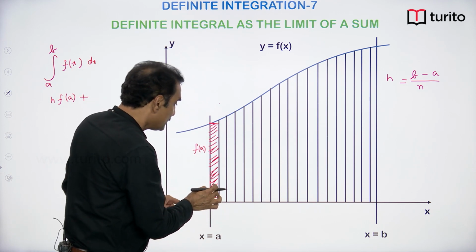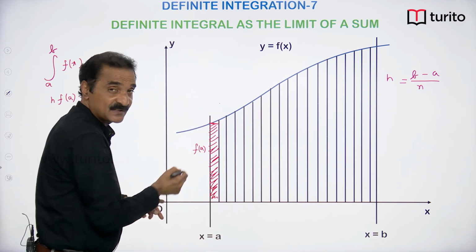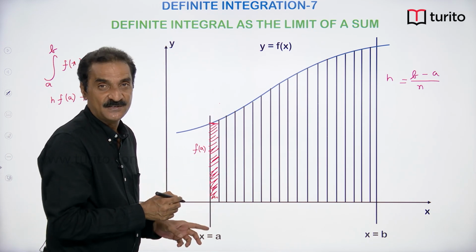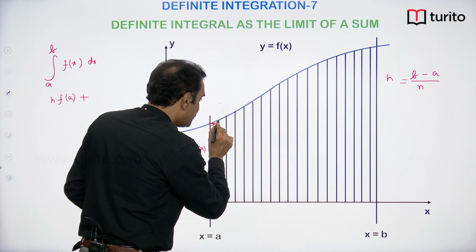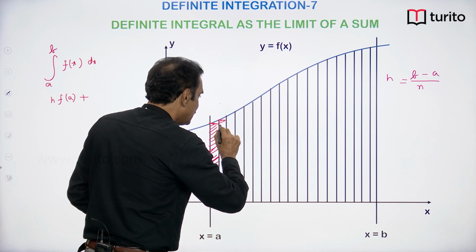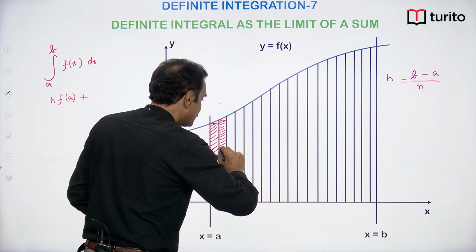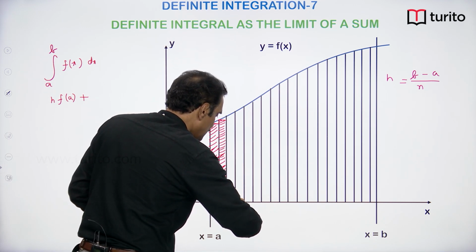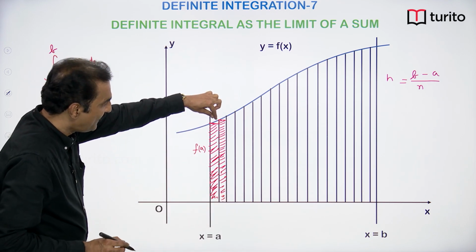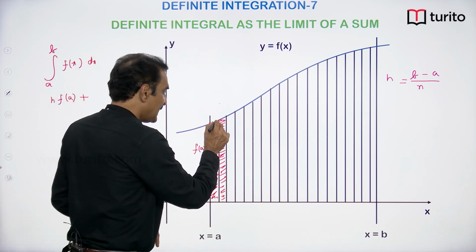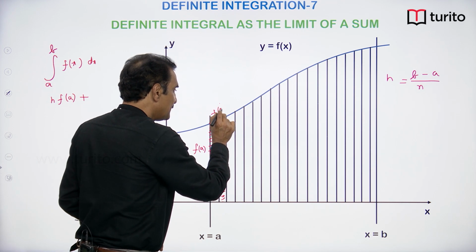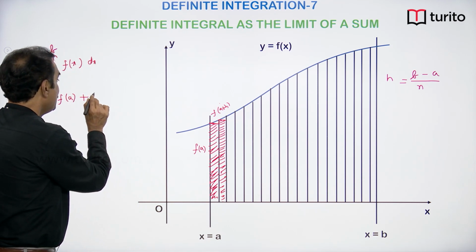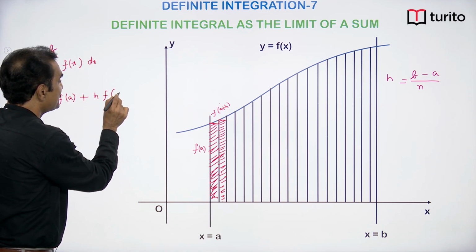This width is h now. So x coordinate of this point is a plus h. So this height will be f of a plus h. Then take a horizontal line like this, you will get a rectangle. Then what is this area? This height is f of a plus h into h. That will be h into f of a plus h.